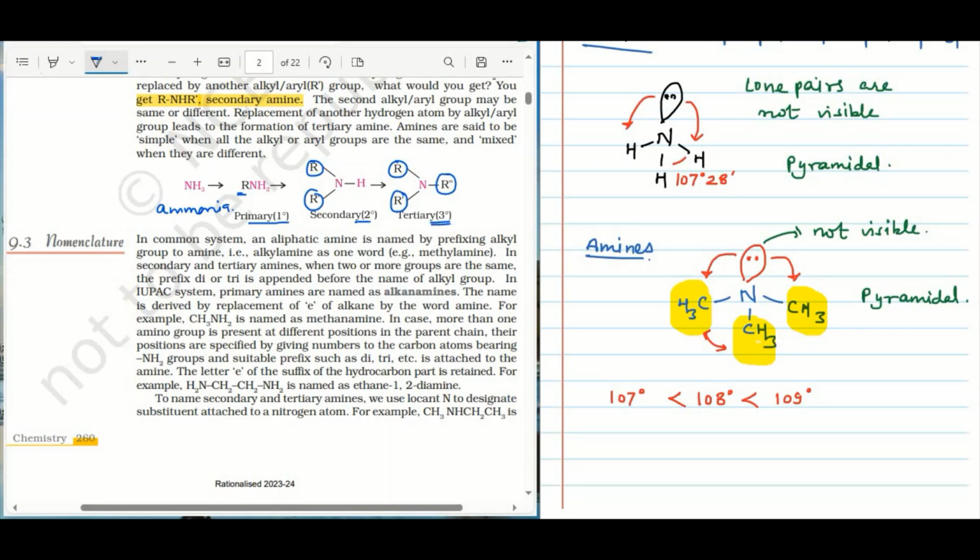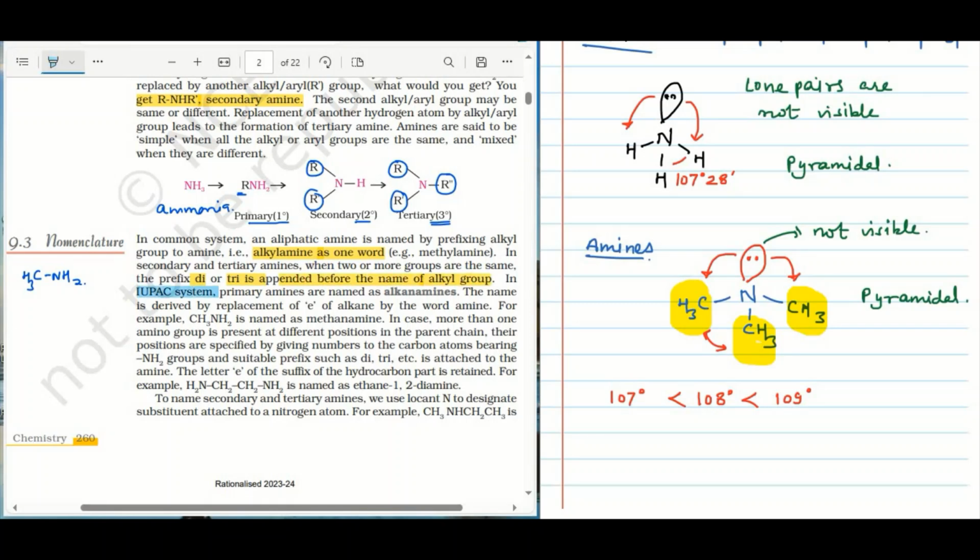Now come to the nomenclature. In the common system, an aliphatic amine is named by prefixing the alkyl group to amine, that is alkylamine, as one word. For example, this is CH3-NH2. So in the common name system, its name will be methylamine. In secondary and tertiary amines, when two or more groups are the same, the prefix di or tri is appended before the name of the alkyl group.